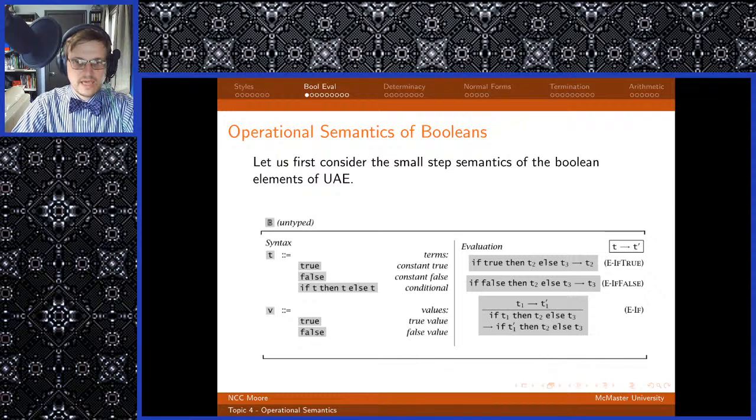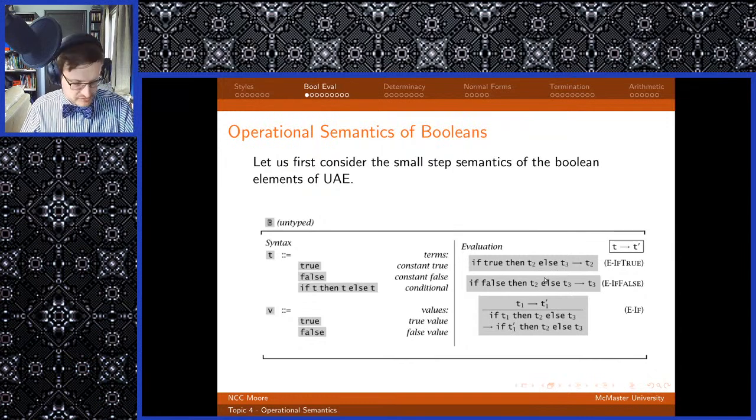Next, we have our rules for evaluation. Our semantics of Booleans is comprised of a syntax along with rules for evaluation. Remember, the rules of evaluation operate on an abstract machine, where the state of this abstract machine is the terms. So these are the possible states of the abstract machine, and these are the rules we have for going from one thing to another.